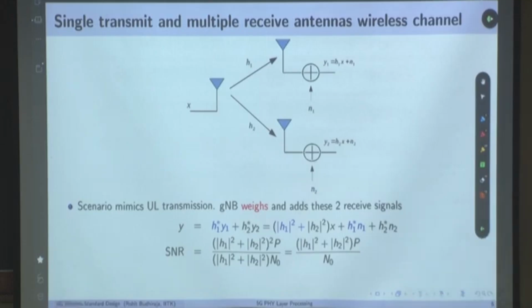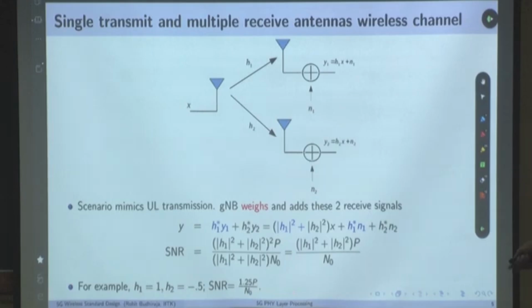Now just for example, if h1 is 1 and h2 is minus 0.5, what will be the SNR? Just substitute it over here, you will get 1.25 p by n naught.